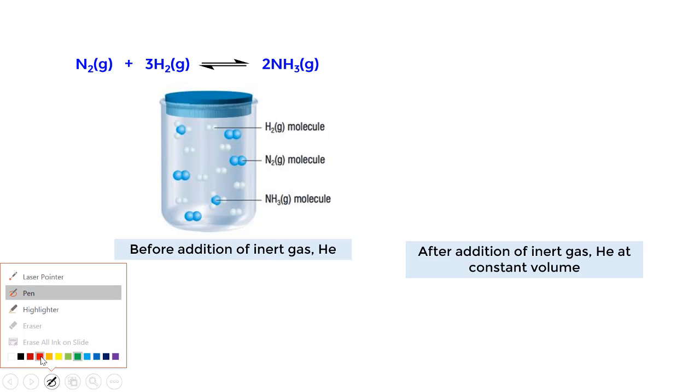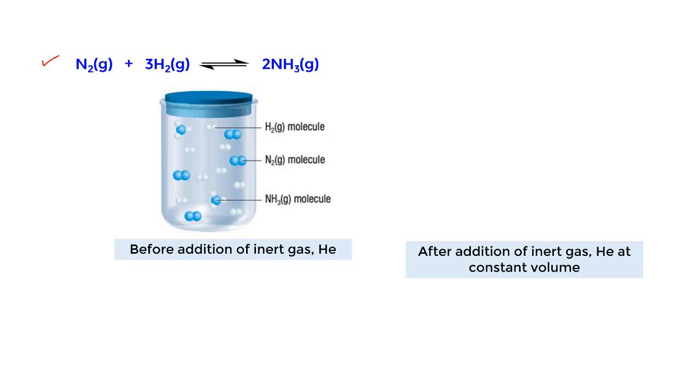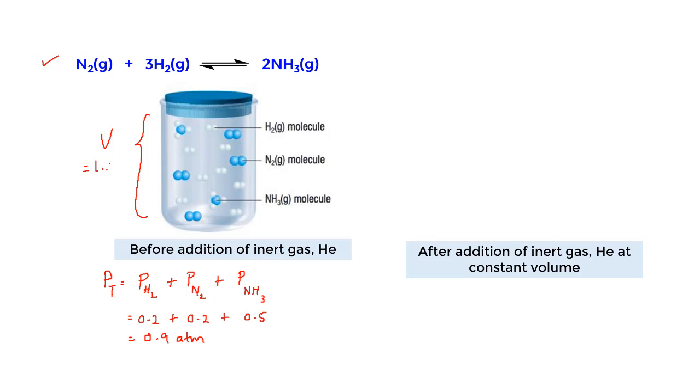Saya beri contoh gambar rajah ini. Satu equilibrium, satu reaction. So let's say the reaction formation of ammonia ini at equilibrium. Dan dia berada dalam satu closed container, and this is the volume of the flask. Before the addition of inert gas helium, macam mana kita boleh kira total pressure? So total pressure in the system is equal to partial pressure of hydrogen plus partial pressure of nitrogen plus partial pressure of ammonia. Katakanlah ini 0.2 atm, this one is 0.2 atm, so kita dah dapat 0.4. Katakanlah sini 0.5 atm. So total kat sini 0.4 plus 0.5 adalah 0.9 atm, dengan volume katakanlah 1.0 liter.